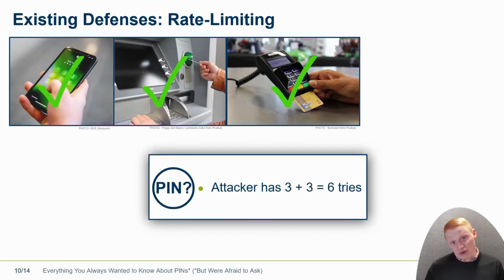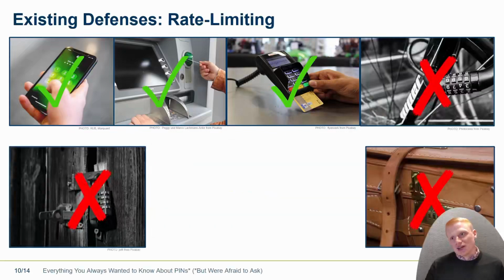Rate limiting, unfortunately, requires some form of intelligent system. With systems which are not intelligent, like a bike lock, padlock, or my suitcase, there's no chance of stopping the attacker. If the attacker doesn't get disturbed by anyone, then the attacker can continue for as long as the attacker wants to continue.